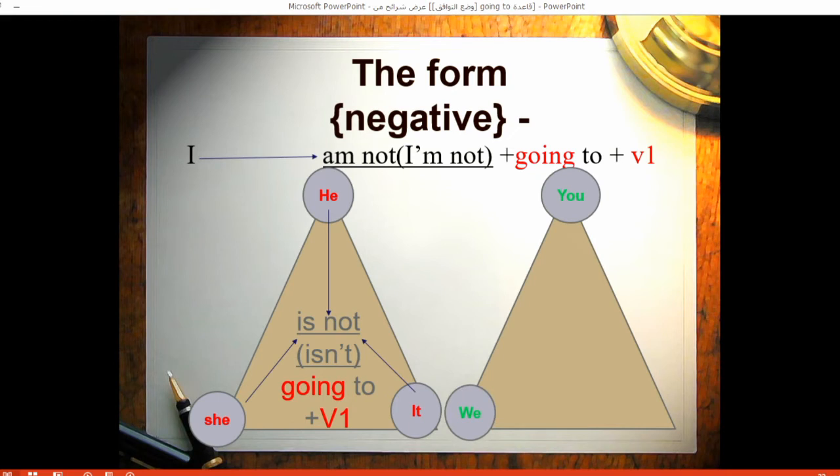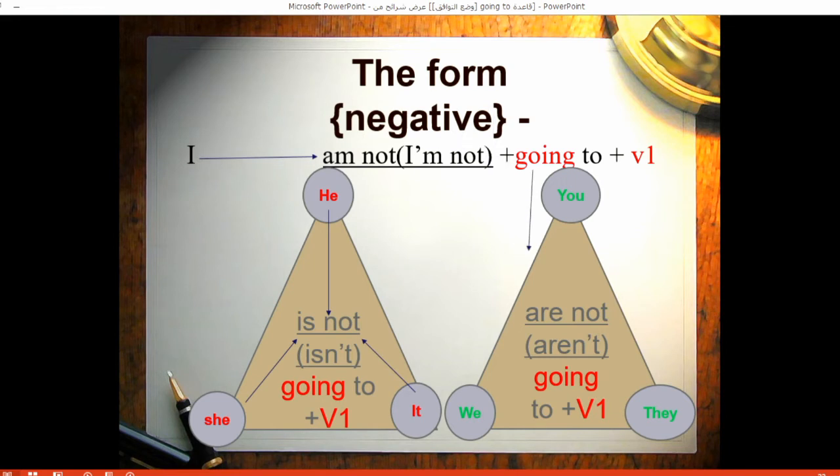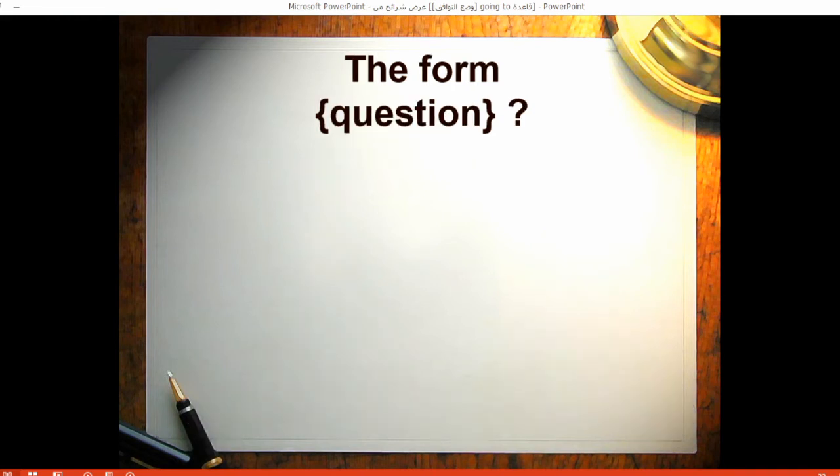You, we, they. You are not going to play, or you aren't going to play. We aren't going to play. They aren't going to play. As we mentioned in the previous slide, we can say gonna. You can say he isn't gonna play, or you aren't gonna play. Okay.